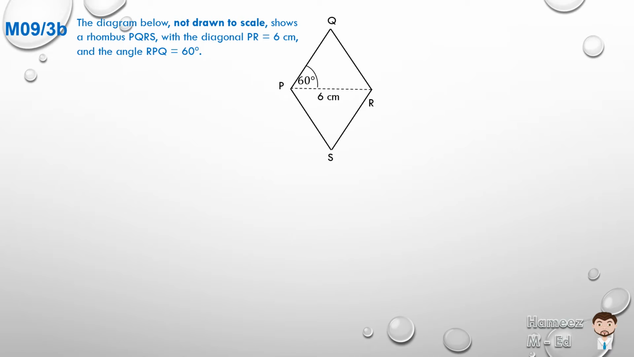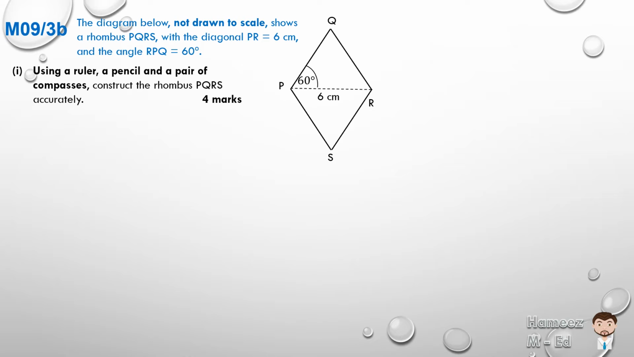So let's recall what a rhombus is. A rhombus is basically a square in the concept that all 4 sides are equal, and it is pushed sideways. So the angles at the corners are not 90 degrees. So if we consider that, then we can see that PQ is equal to QR, which is equal to RS, which is equal to PS. So part 1, using a ruler, a pencil, and a pair of compasses, construct the rhombus PQRS accurately.